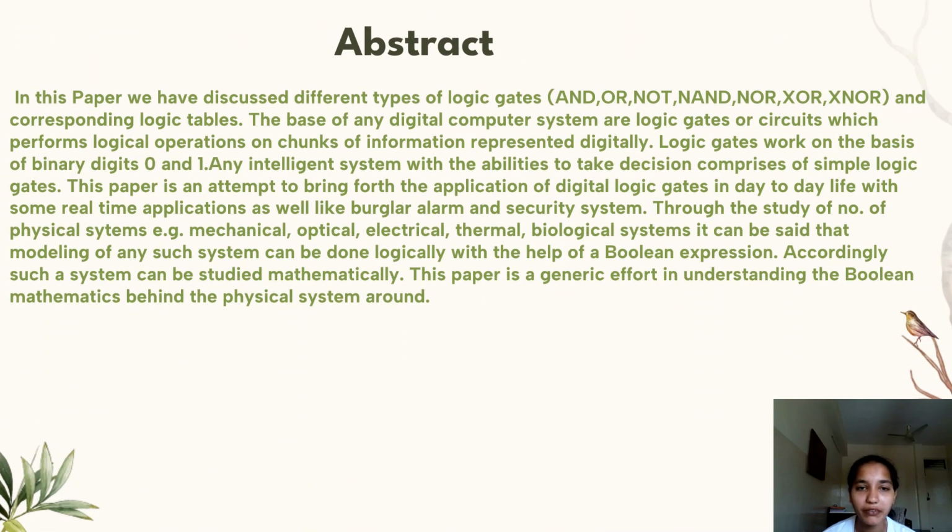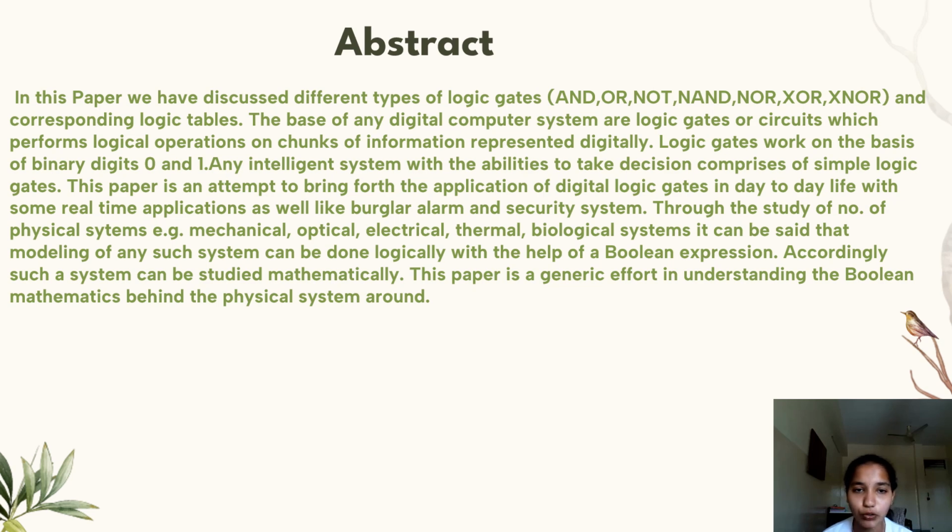Abstract. In this paper we have discussed different types of logic gates: AND, OR, NOT, NAND, NOR, XOR, XNOR and corresponding logic tables. The base of any digital computer system are logic gates or circuits which perform logical operations on chunks of information represented digitally. Logic gates work on the basis of binary digits 0 and 1. Any intelligent system with the ability to take decisions comprises simple logic gates.